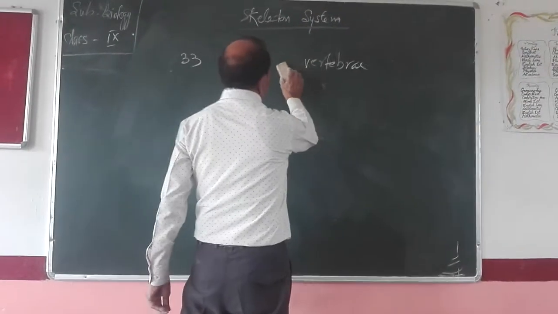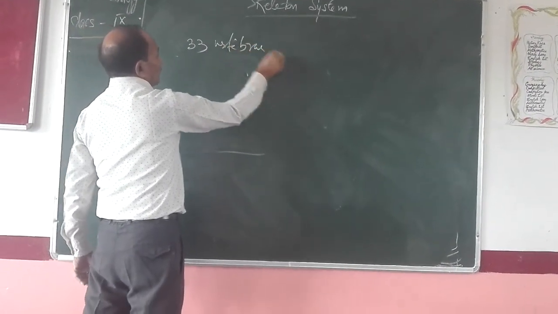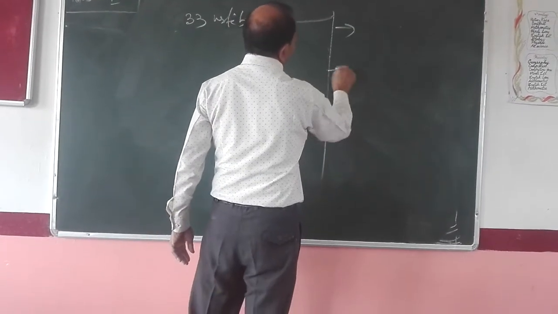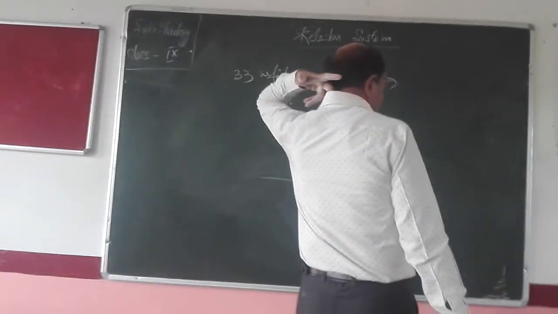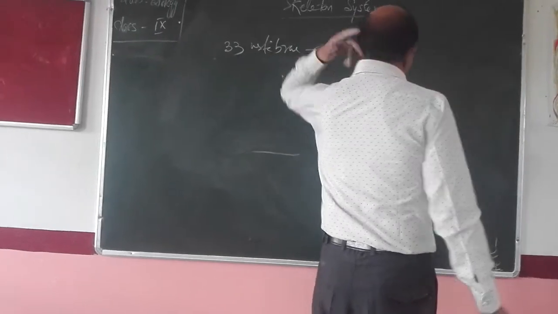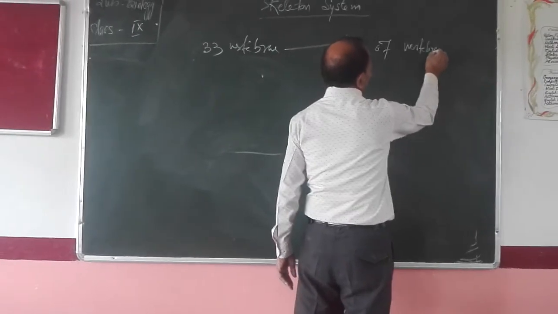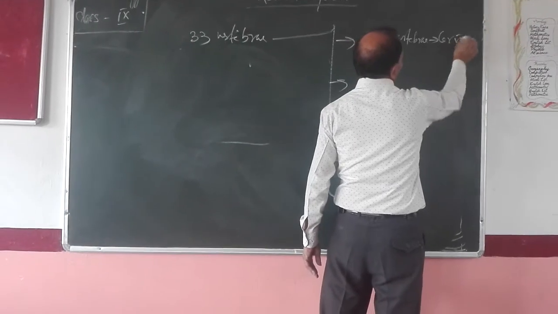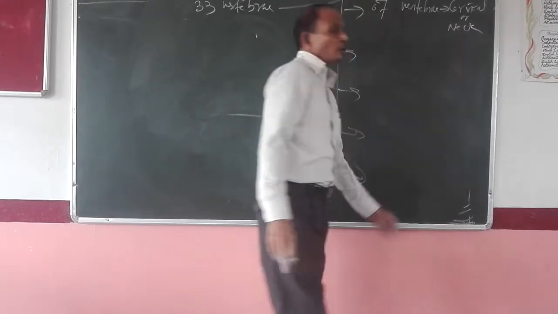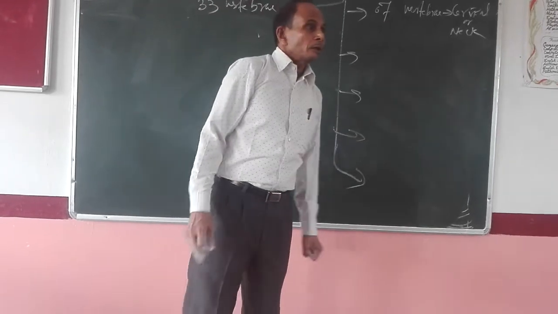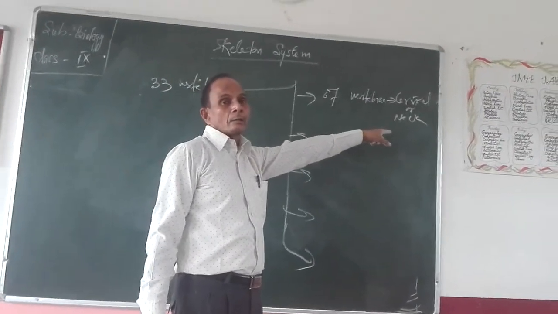These 33 vertebrae are divided into 5 groups. What are those 5 groups? First, you see in the neck region of backbone. In the neck region of backbone, there are total 7 vertebrae, and these 7 vertebrae are known as cervical vertebrae or neck vertebrae. The first 7 vertebrae which are present in the neck region of backbone are called cervical vertebrae or neck vertebrae.